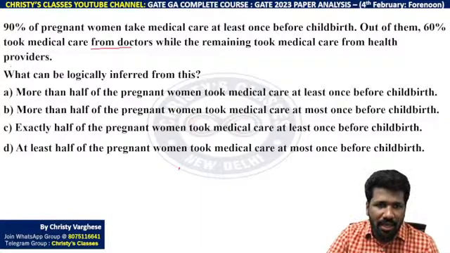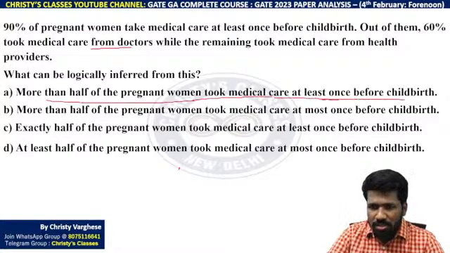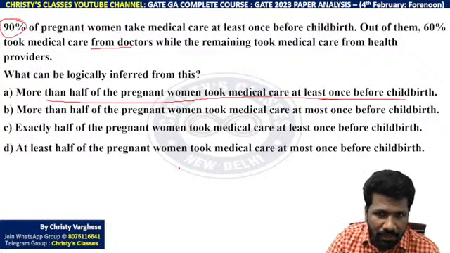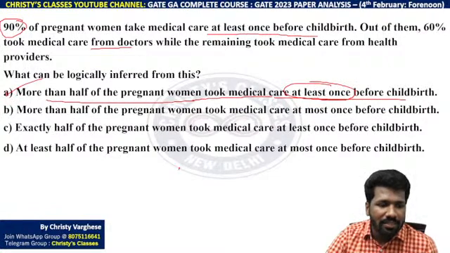What can you infer from this passage? More than half of the pregnant women took medical care at least once before childbirth. More than half, yes, 90% is more than half. At least once before, at least also is satisfied. So option A is clearly the answer.